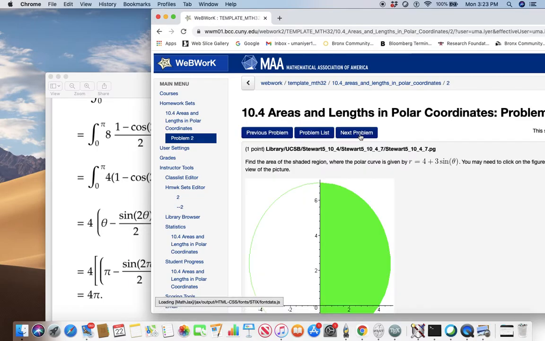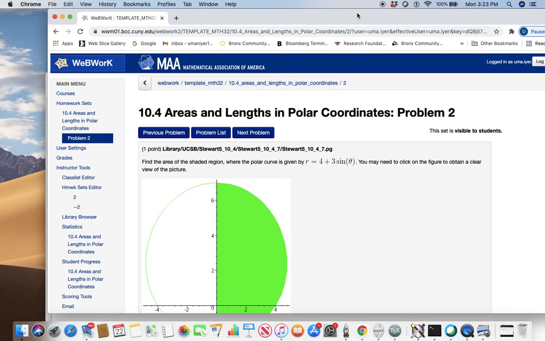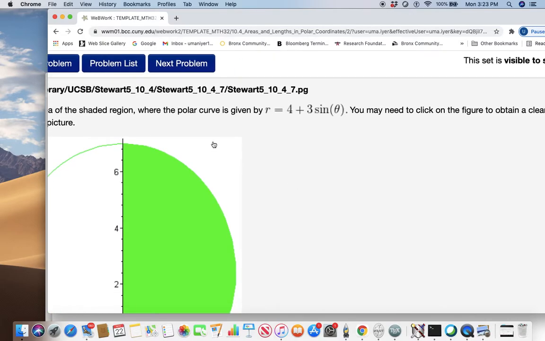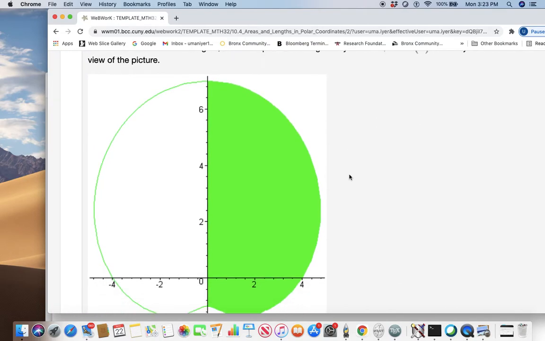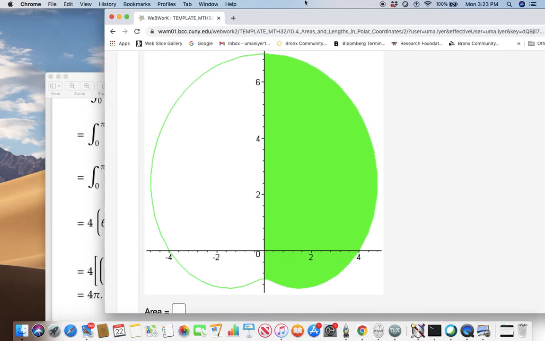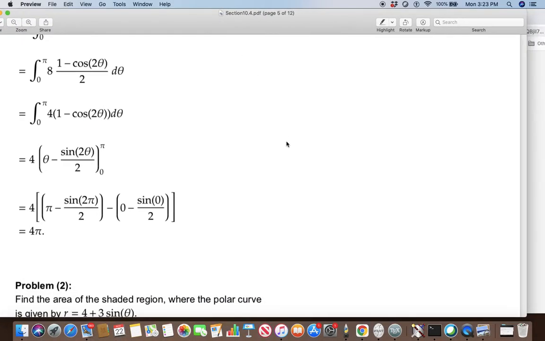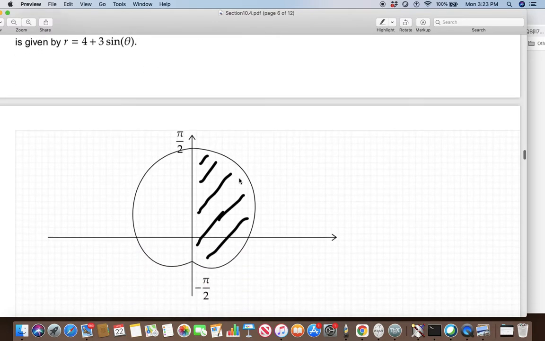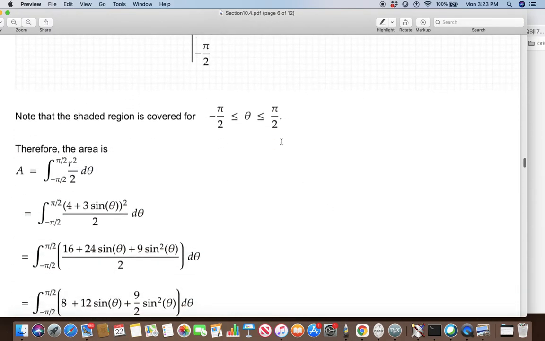Next. Find the area of the shaded region. You are looking at the polar curve r equals 4 plus 3 sine theta. Alright, so that's the curve they are telling us. So what about this, this until here. Alright, let's figure out what the picture is. 4 plus 3 sine theta. They are asking us to figure out this. This point corresponds to angle negative pi over 2. This point corresponds to angle pi over 2.